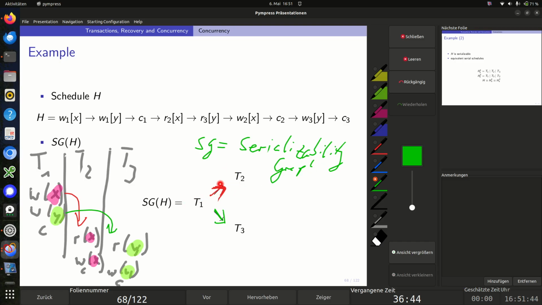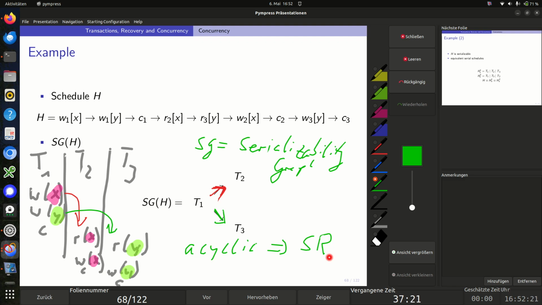And if the serializability graph is acyclic, then it's serializable. That means there must exist one schedule which is serial and which would come to the same result. So you could change all the operations to come to a serial execution. Okay, so that is the first property, serializability.